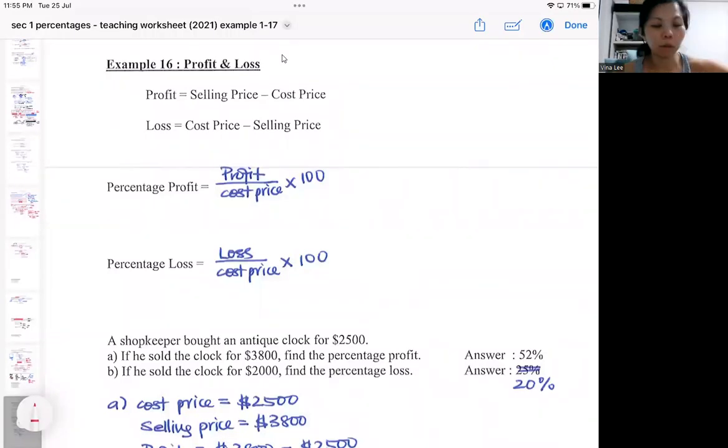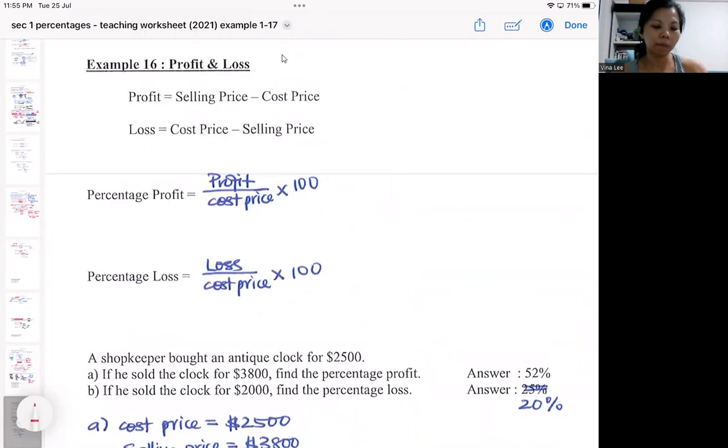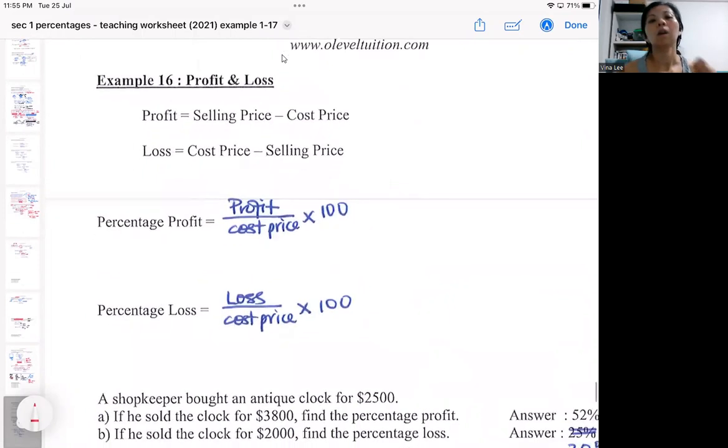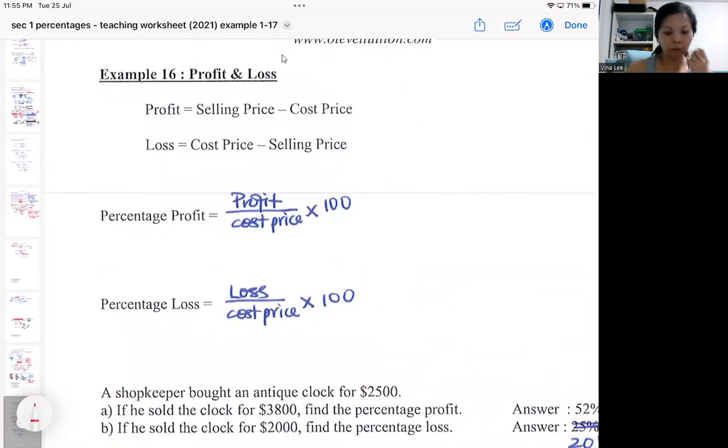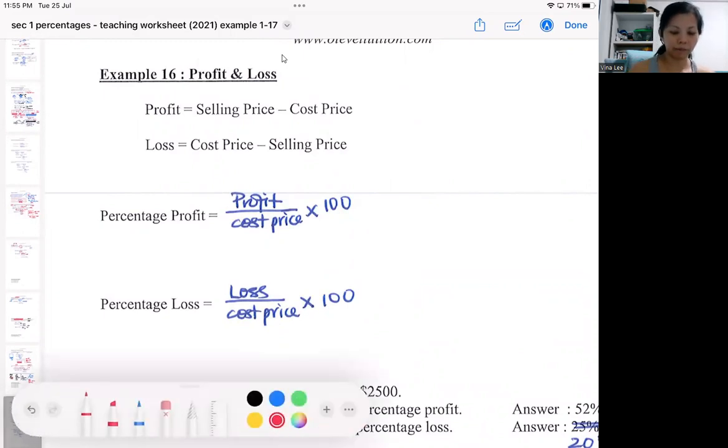In these two examples, we'll be talking about profit and loss. So there is a formula for profit. Basically, profit is the money that you make. A profit will happen when you sell an item above the cost price. That means you sell it higher, more expensive than the cost price.